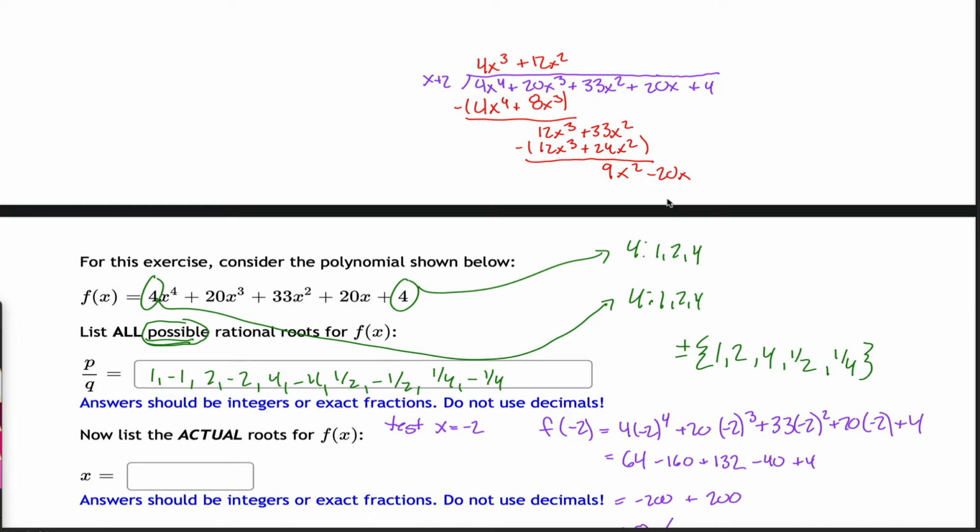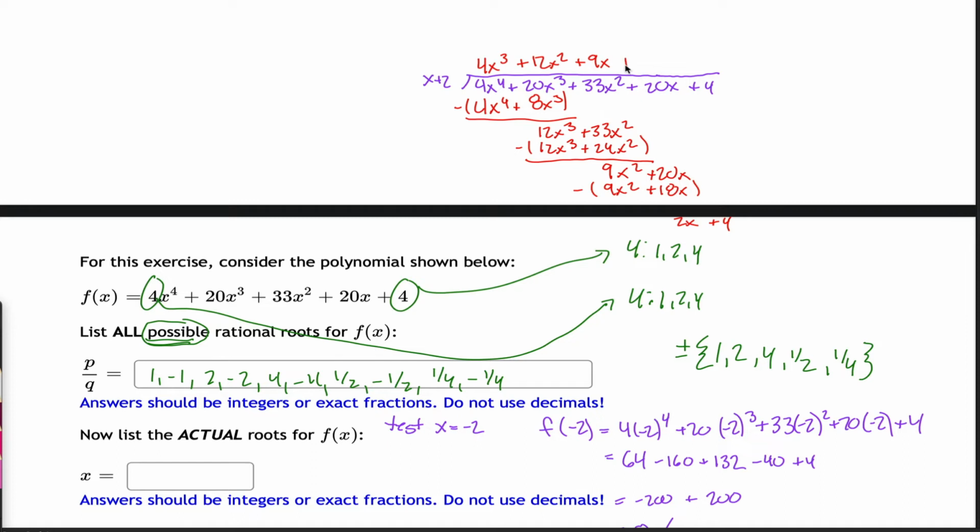Plus 20x. To get rid of this 9x squared, we stick a 9x up here, because 9x times x plus 2 is 9x squared. Oh, that's supposed to be a plus 20x. Sorry. Plus 20, plus 20. Plus 18x. And I subtract again. And when you subtract, you get 2x, which I would normally write right here, but I'm a little low on room. 2x. And then bring down that 4.